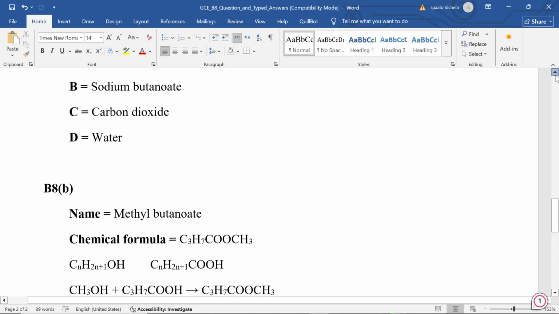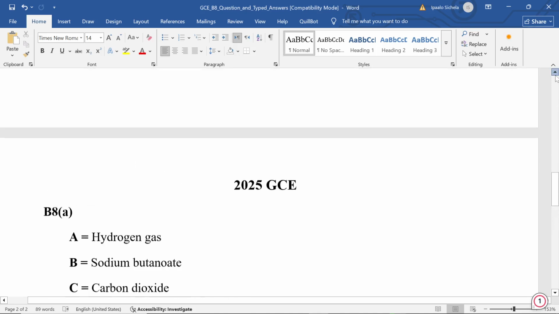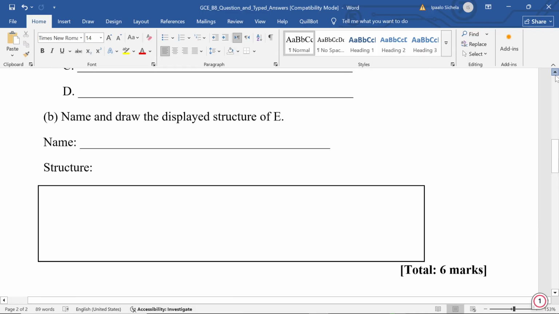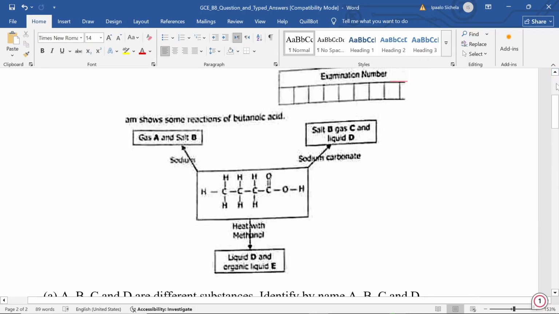Then the next step is to change the ending of the carboxylic acid involved in the reaction. In this case, the carboxylic acid was butanoic acid. So you change the ending of the carboxylic acid from anoic to anoate. You change butanoic acid to butanoate.